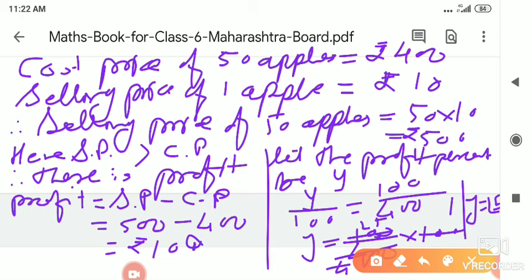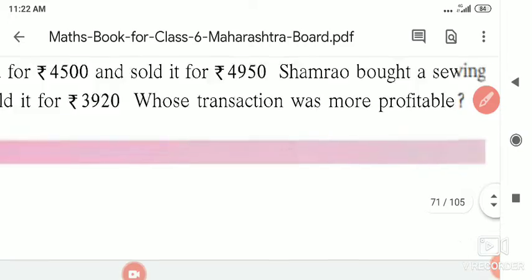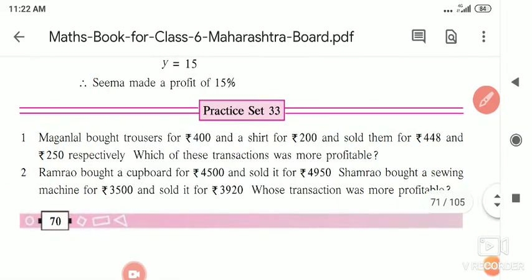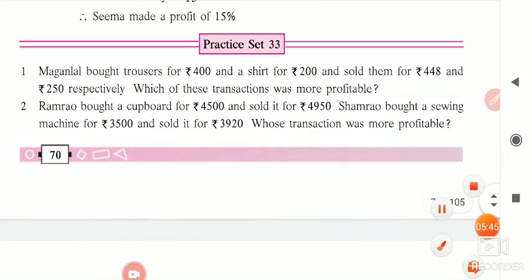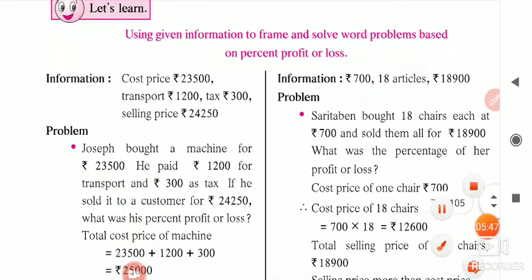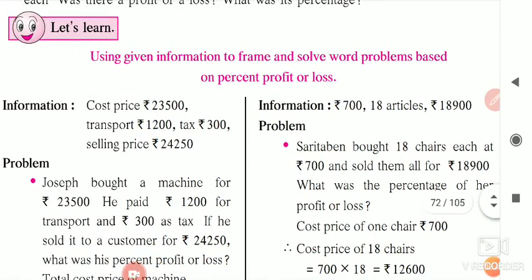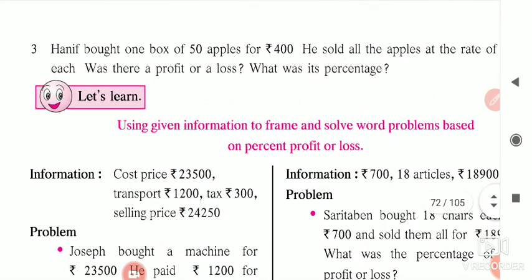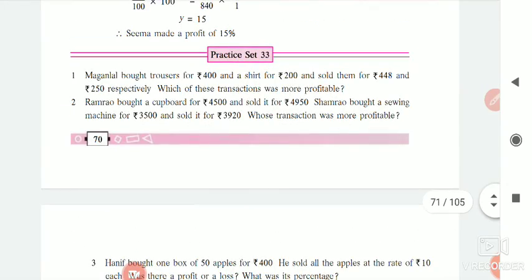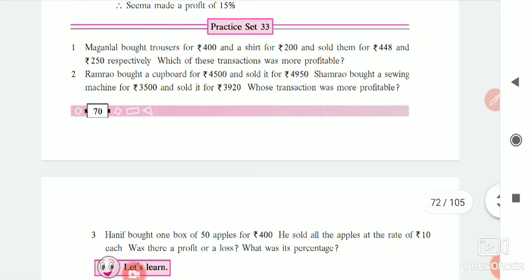Wait 1 minute. So note down this. This part we saw, that is the third example we saw from the practice set 33. The next part, that is using the information, how to frame the questions and how to solve the word problems, that we are going to see in our next lecture. So today you are going to solve the practice set number 33 and send it to me on my personal number. So today we stop here only. Okay, thank you.